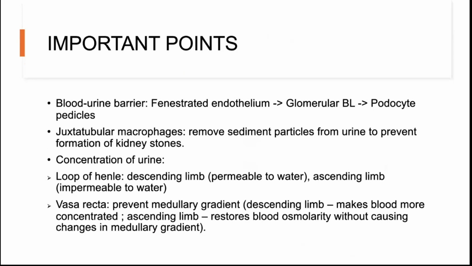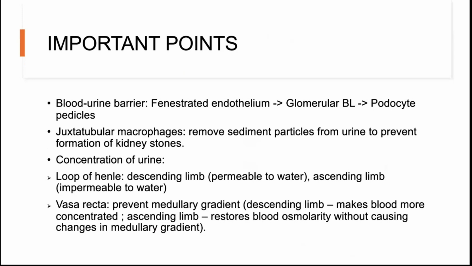And then we have the vasa recta, which basically prevents the loss of something called the medullary gradient. Let me explain this part a little bit more in detail and in simpler terms. In the descending limb of the vasa recta, as blood moves down into the medulla, it enters a saltier environment because the medulla has a slightly saltier environment than the cortex. So to balance the salty environment, water leaves the blood, and the salts enter into the blood. When I say salts, I mean sodium and chlorine ions.